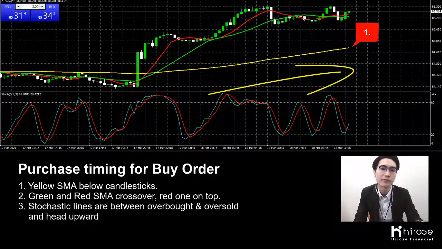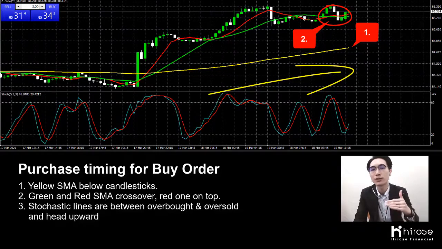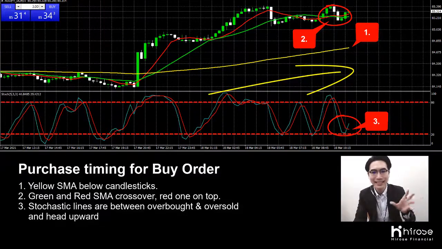So price goes up overall in an uptrend. Then next we move on to the green and red simple moving averages. I need them to cross over and I need the red one to go on top. Then after I confirm these two signals from the simple moving average, I will move on to the stochastic. I need the stochastic to be below the overbought, between the overbought and oversold. And then I need these two lines, the green and red stochastic lines, to head upward.